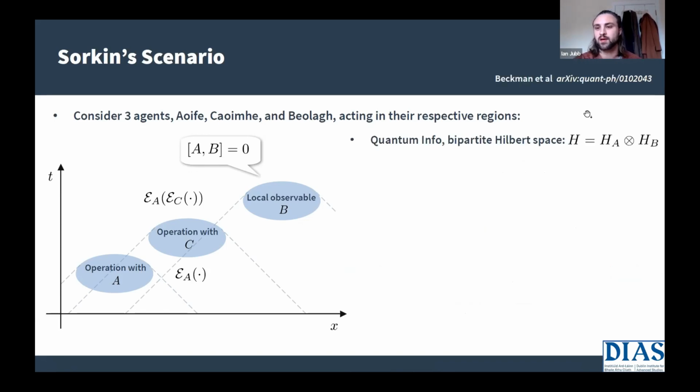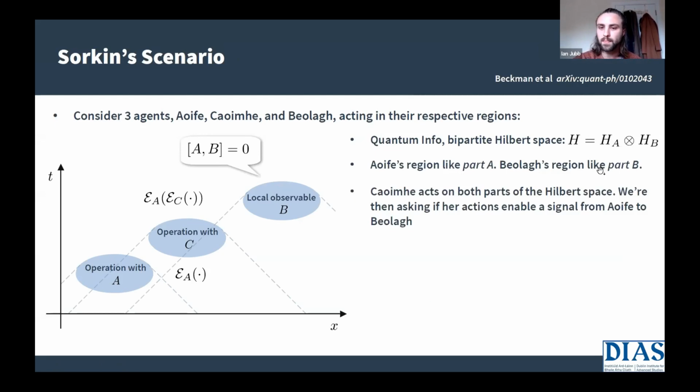Now, I just want to make a comparison to some work that was done in 2001 by Preskill, Beckman, and Gottesman on finite dimensional bipartite Hilbert spaces. In that case, EFA's region would be like part A of the Hilbert space, and Biola's is like part B. And then Quiva's actions are analogous to someone coming along and acting on both parts of the Hilbert space. And our question here is analogous to asking if in that bipartite Hilbert space setup, Quiva's actions would allow someone acting on the first part of the Hilbert space to communicate with someone acting on the second part.